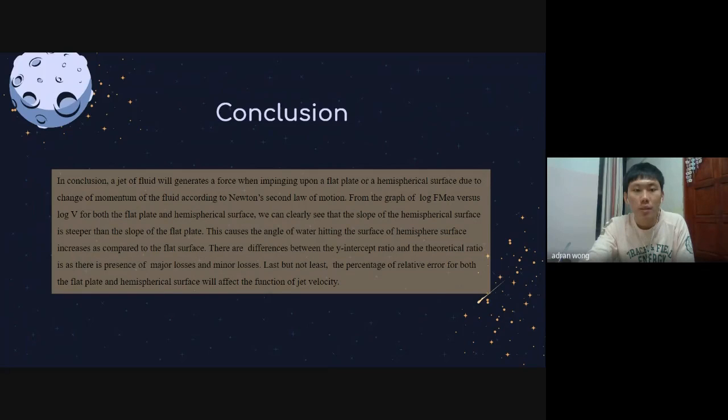There are differences between the y-intercept ratio and the theoretical ratio as there is presence of major losses and minor losses. Last but not least, the percentage of relative error for both the flat plate and hemispherical surface will affect the function of jet velocity.